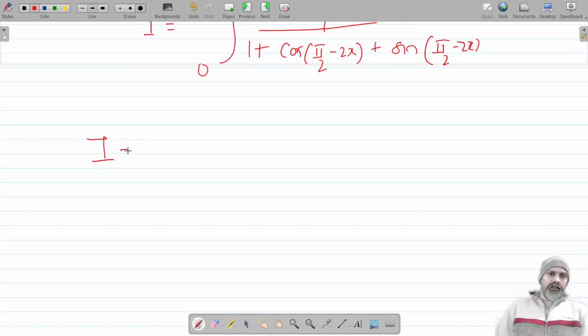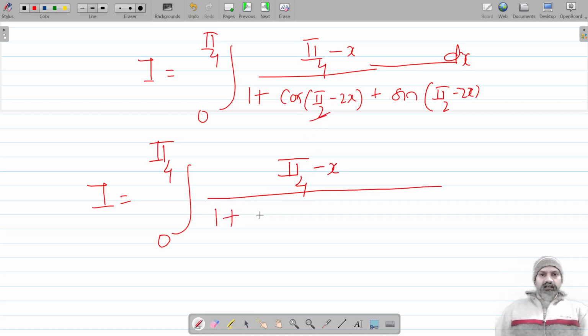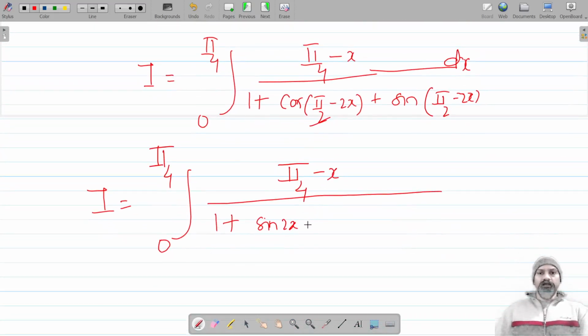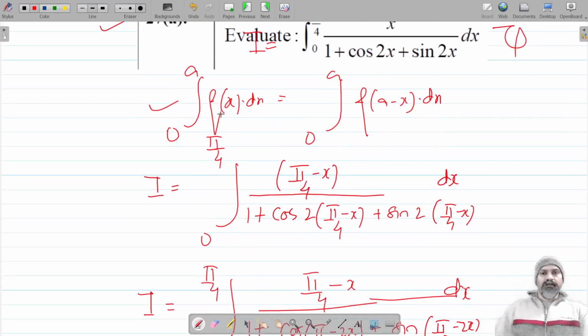Okay, now I is equal to integral from 0 to pi by 4 of pi by 4 minus x upon 1 plus... Now 90 means change, so this is in the first quadrant, so this is sine of 2x plus this becomes cos of 2x. Let this be equation 2, so let's add 1 and 2, so 1 plus 2 gives I plus I is 2I.